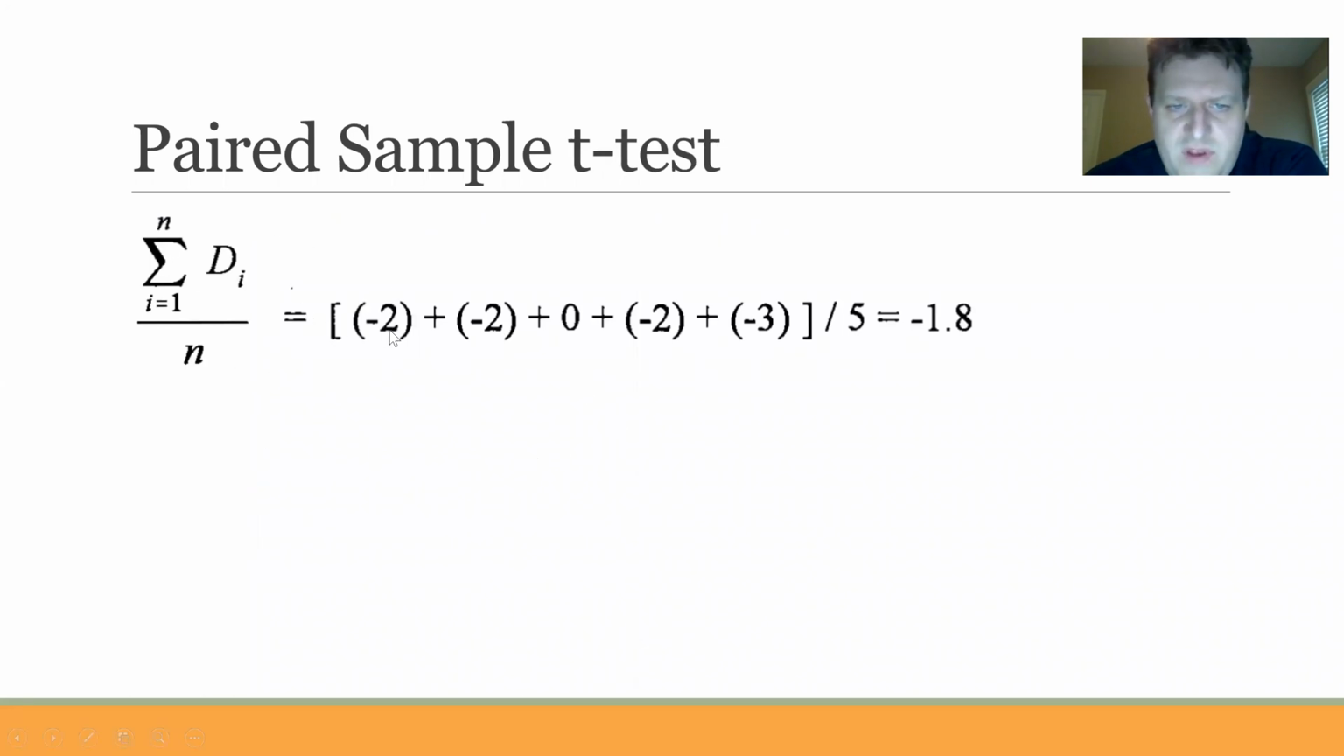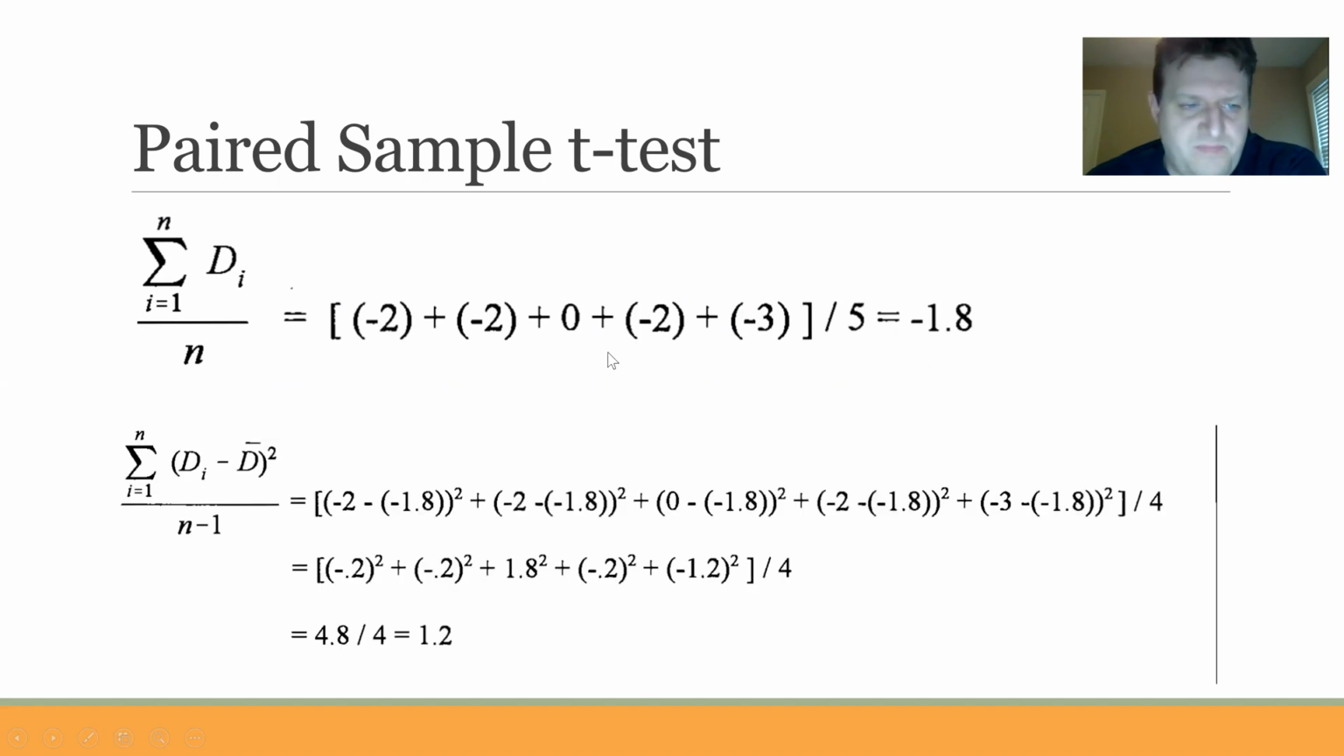So we've got all of the difference scores that I showed you earlier. We're going to add them all up and divide them by 5 to get the average difference score, and it's going to be negative 1.8. Now I'm going to find the variance of the difference scores. So I'm going to take every single score, subtract the mean from it, and then square it. Then I'm going to divide by n minus 1, which in this case is 4. So this is going to give me a difference score variance of 1.2.